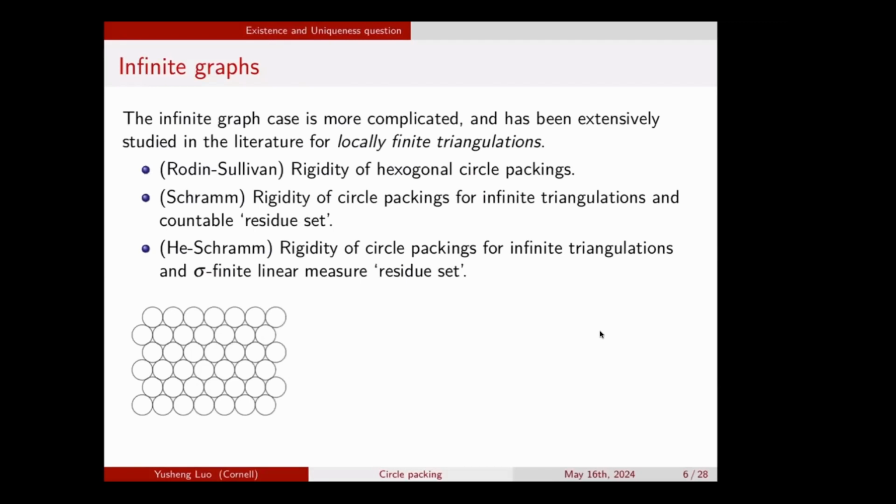And later, Schramm and He did a lot of work on this topic. They generalized many of these things for the existence and the uniqueness and rigidity for infinite triangulations. And they have a lot of applications, for example, in the Koebe uniformization conjecture.